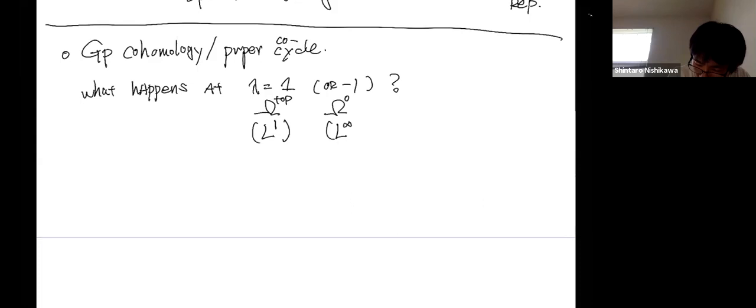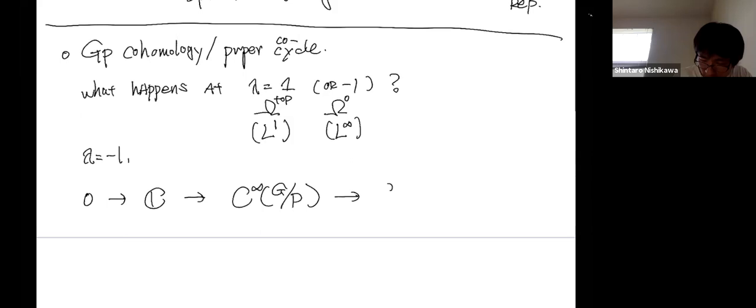Well, first of all, they cannot be uniformly bounded. I already said that. But let me just write down what's going on. So lambda equals minus one. Then you get this sequence of representations. Divide by the constant function, you get some vectors, the representation W0.